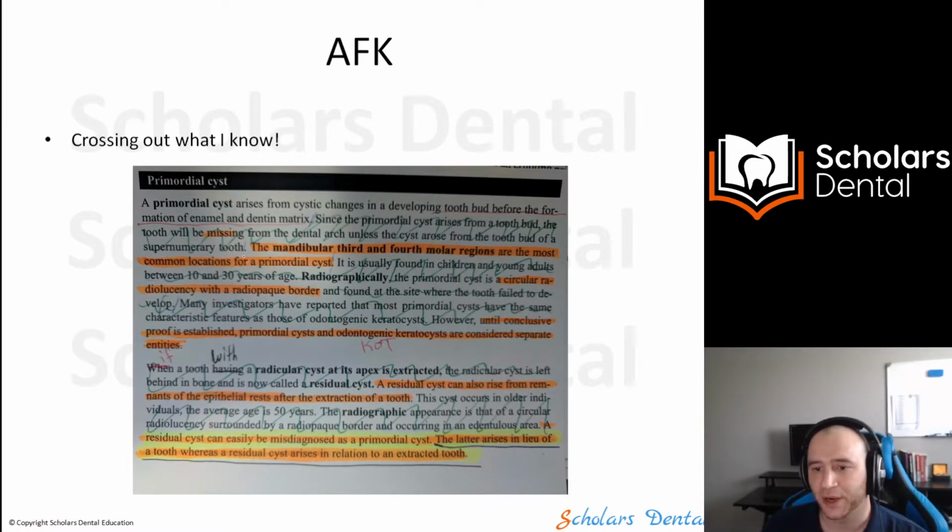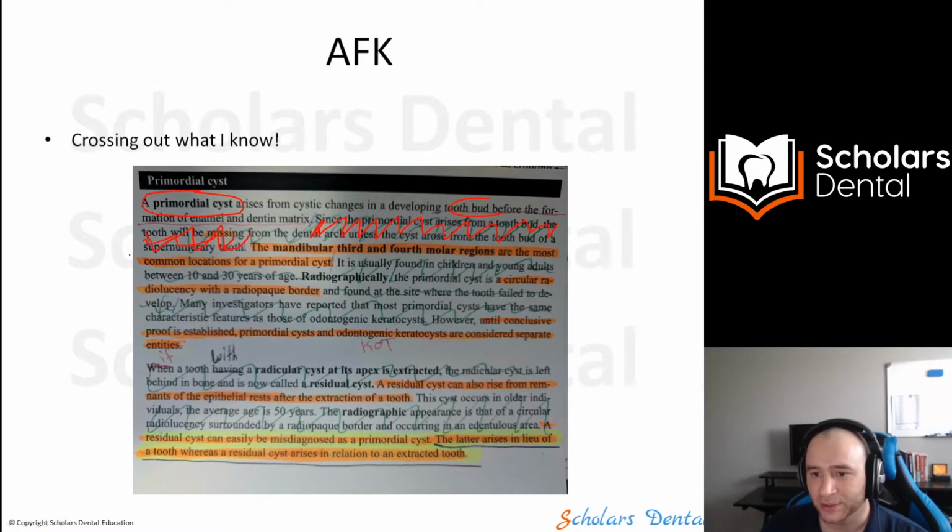Here's an example of one of my cards when I was studying, just to show you what it looks like. You see how I physically crossed out? So instead of reading, since the primordial cyst arises from a tooth bud, the tooth will be missing from the dental arch unless the cyst, obviously. So now after I read this the first time, I'm like, this is so obvious. I don't need to read this, okay? Because I already know a primordial cyst arises instead of a tooth. I don't need to read that anymore.